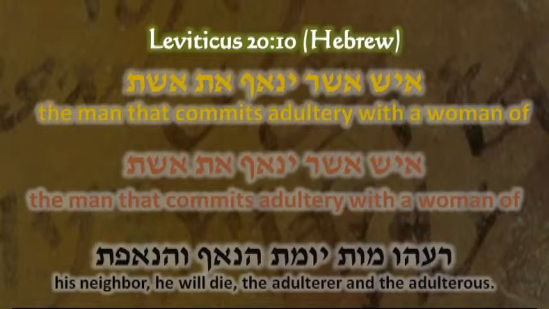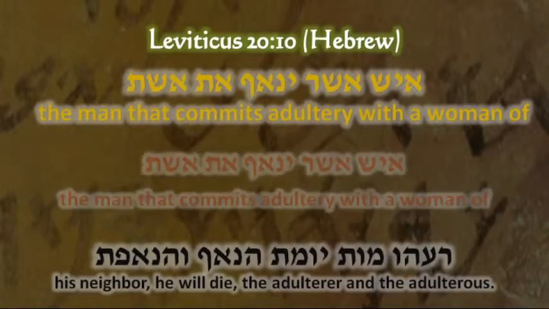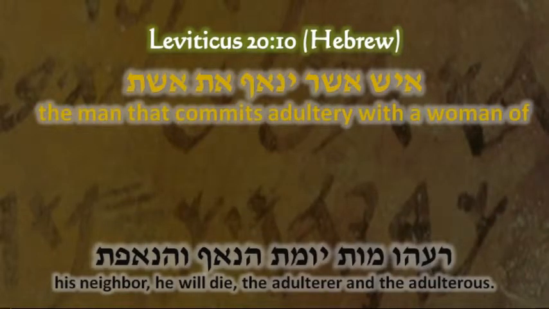Now what we have here is a copyist error. The copyist, or the scribe, accidentally repeated one line twice. That's why we have a duplication here. So if we remove the duplication, what we then have is the man that commits adultery with a woman of his neighbor, he will die, the adulterer and the adulteress.